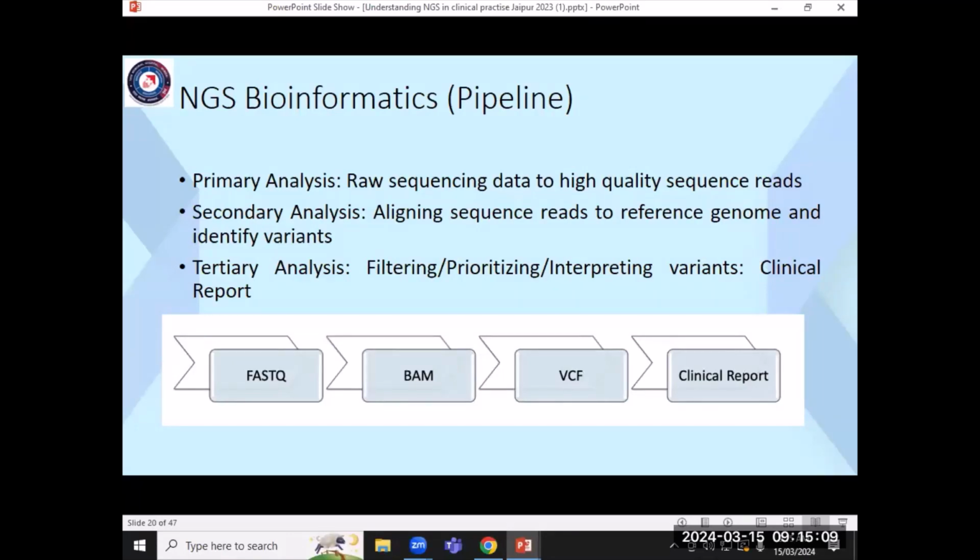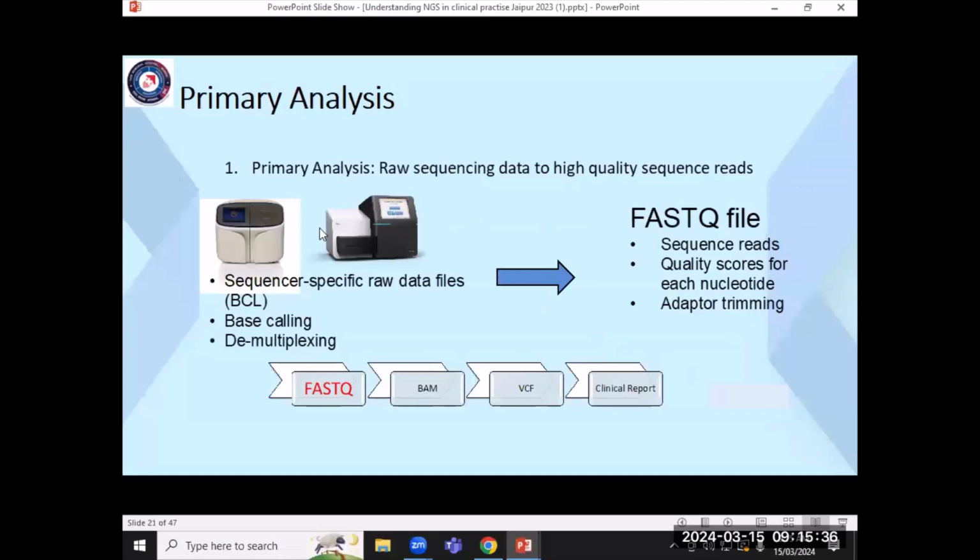And then you do the tertiary analysis. What is tertiary analysis? This is where we do the filtering. We are removing all the redundant data. We are looking into what is relevant to us. Synonymous alterations, we will remove; the SNPs, we will remove. We're only looking into those pathogenic alterations, any nucleotide variants or any deletions or any duplications, and then finally going to the clinical report. So first you're converting your FASTQ to BAM file, variant calling files, and then it's your clinical report.